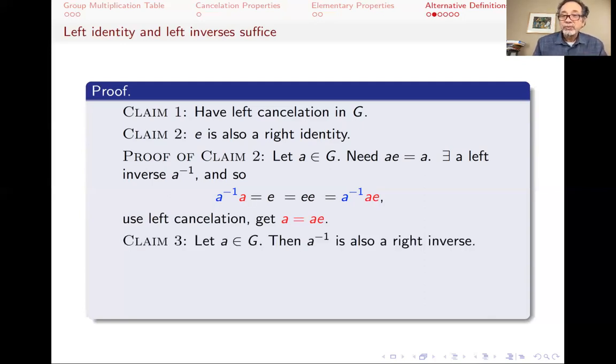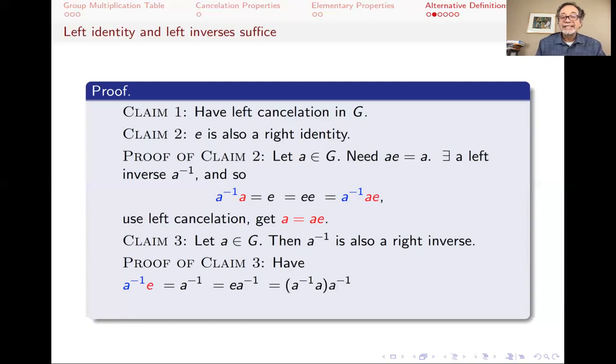If you have A and G, we know that we have this left inverse, which we call A inverse, but I want to show that A inverse is also the right inverse. Look at A inverse times E for a second. That's A inverse because E is the right identity. But E is also the left identity, so this is the same as E times A inverse. And instead of E, I can write A inverse A, because A inverse is the left inverse.